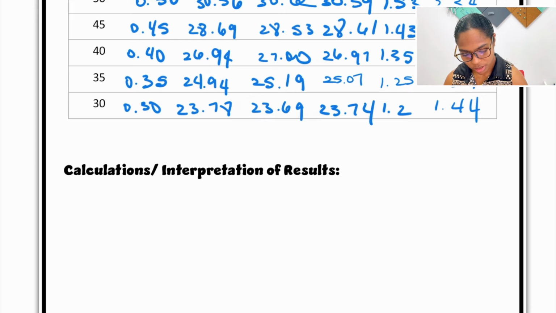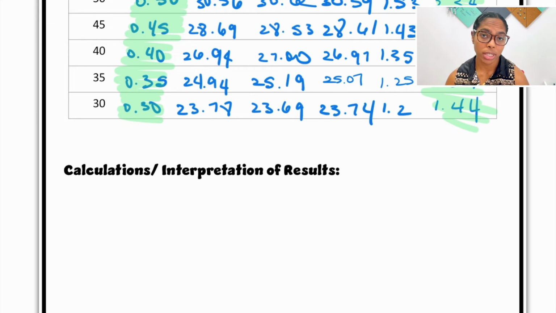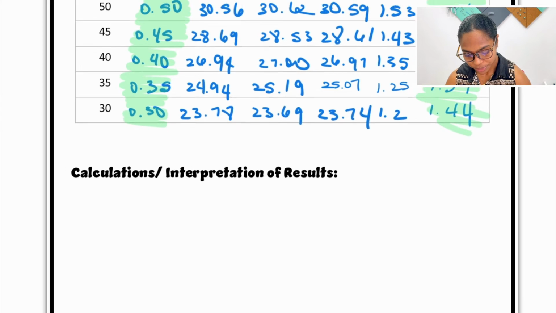So the values that I really care about are these and these. And notice that my tables have the quantity / unit. We always have to make sure to include our unit. So I have my values here in my table, so my results section is done. And now I have to go into my calculations and interpretation of results section.